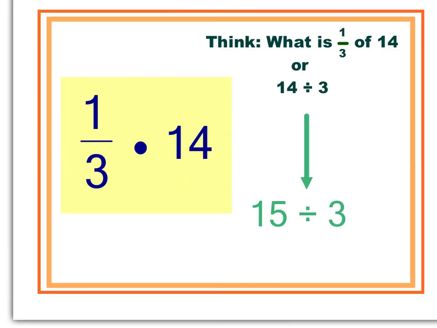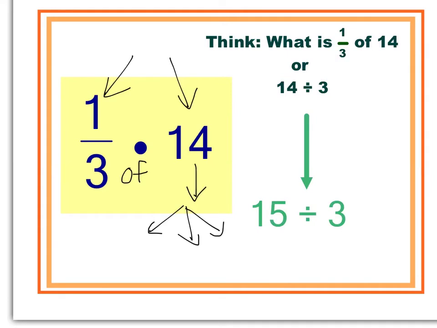All right, now something kind of tricky. We're looking at this as a fraction times a whole number. Think of a fraction times a whole number as more of a division problem. Remember that the word "of" can mean multiplication. So 1/3 of 14 is another way of saying this. So if I want 1/3 of 14, I want to take 14 and split it into 3 equal groups. So basically I'm dividing.